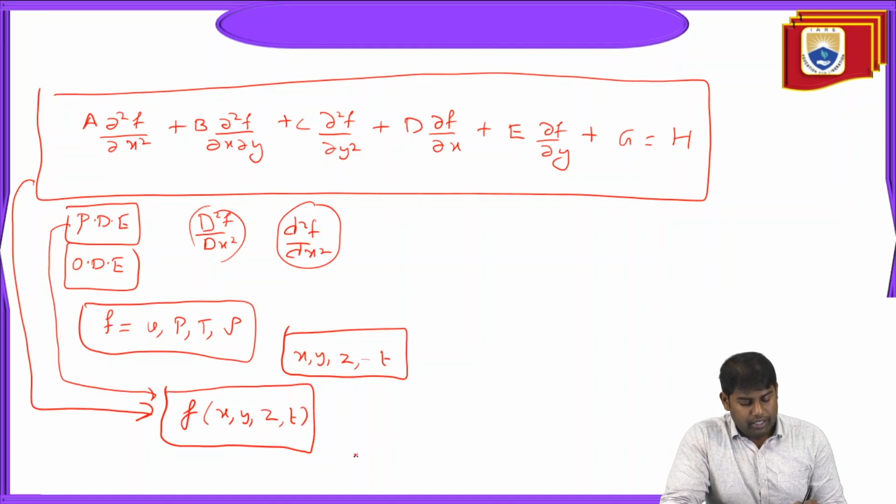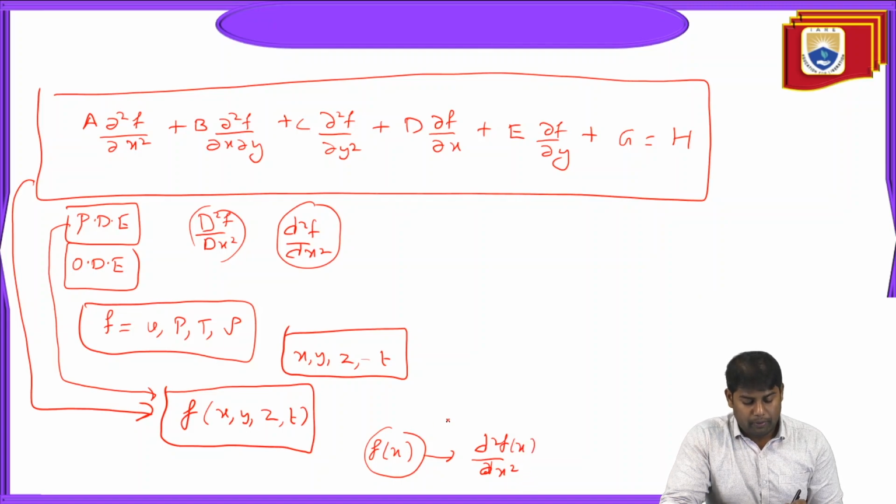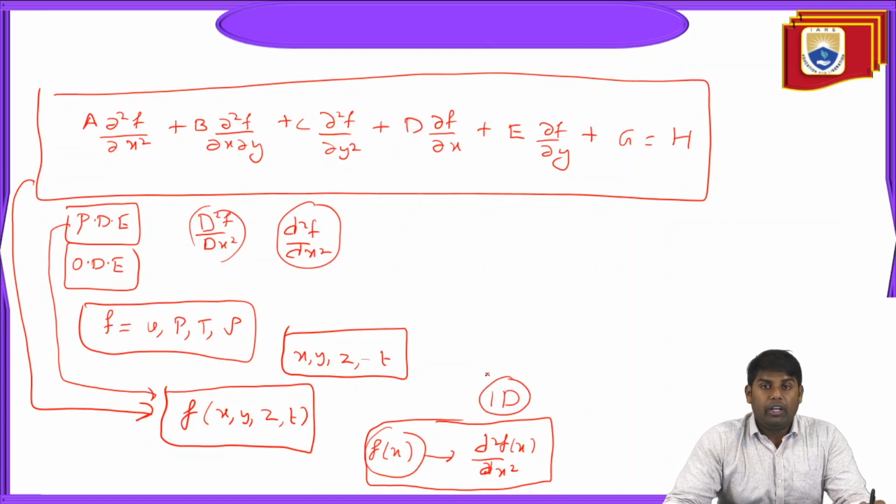If function f is depending on only one independent parameter, let's say a 1D steady equation, so f of x. When I say f of x, you can directly use d square f by dx square, which is only a function of x. That's why we call it a 1D equation, a 1D ODE.